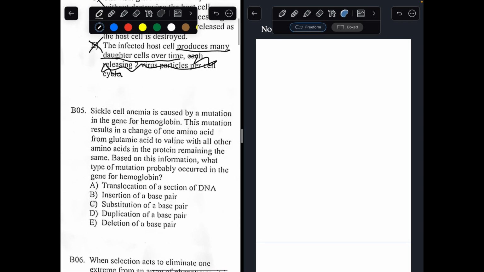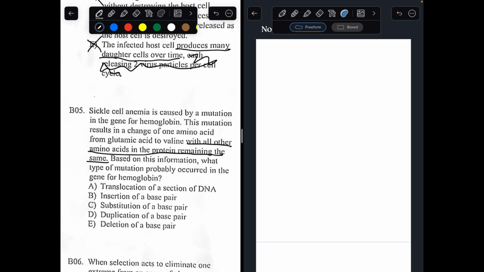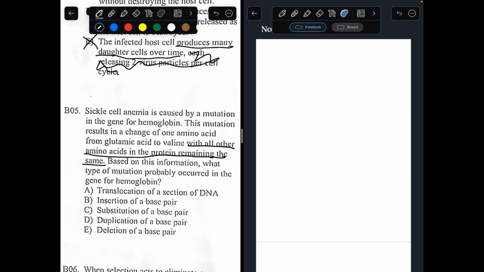Number 5. Sickle cell anemia is caused by a mutation in the gene for hemoglobin. This mutation results in the change of one amino acid from glutamic acid to valine, with all the other amino acids in the protein remaining the same. So make sure to keep that in mind. Based on the info, what type of mutation probably occurred in the gene for hemoglobin? So the main thing you want to keep in mind is all other amino acids remain the same.